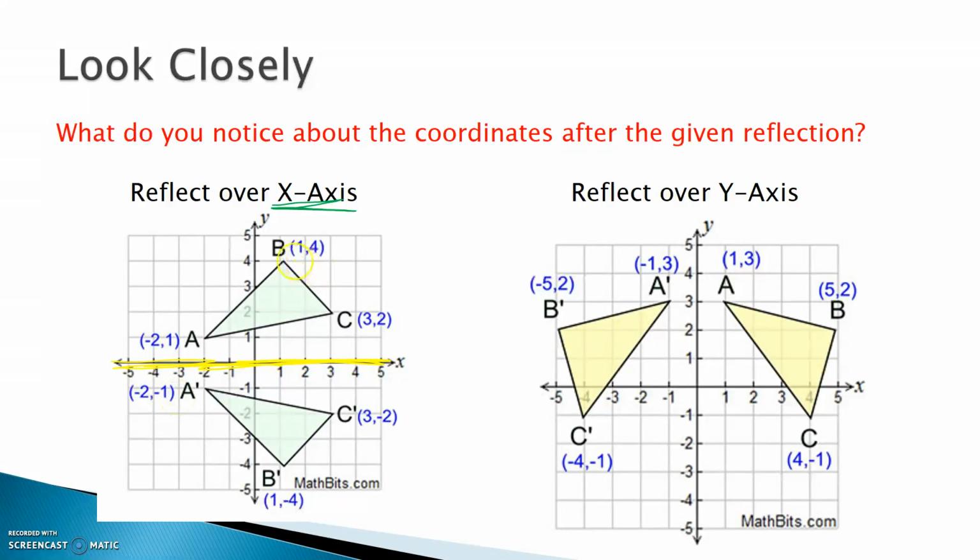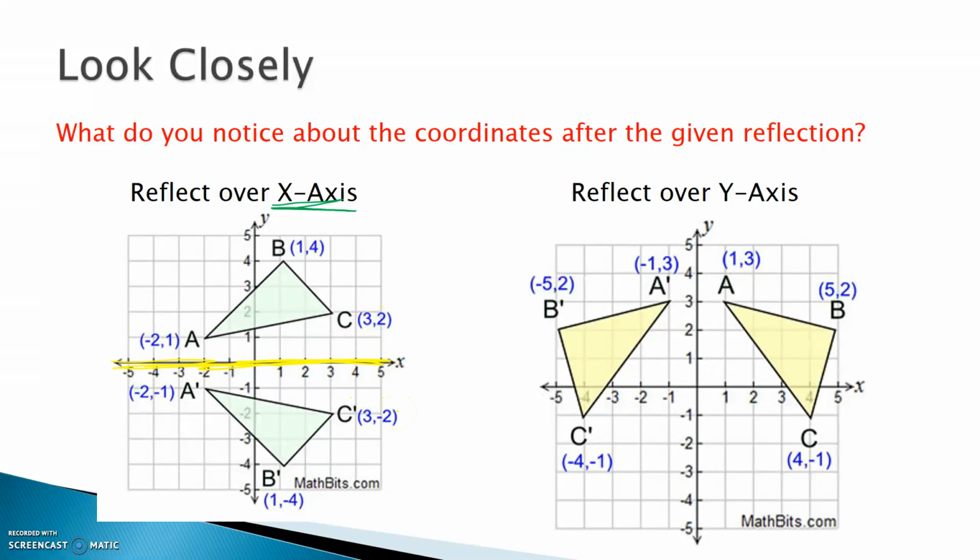What about from B? B was at 1 comma 4 and it's now at 1 comma negative 4. So my x's are still 1, but it went from a 4 to a negative 4. What about my C to C prime? Well, my x's stayed the same. It's still 3, 3, but I went from a 2 to a negative 2.